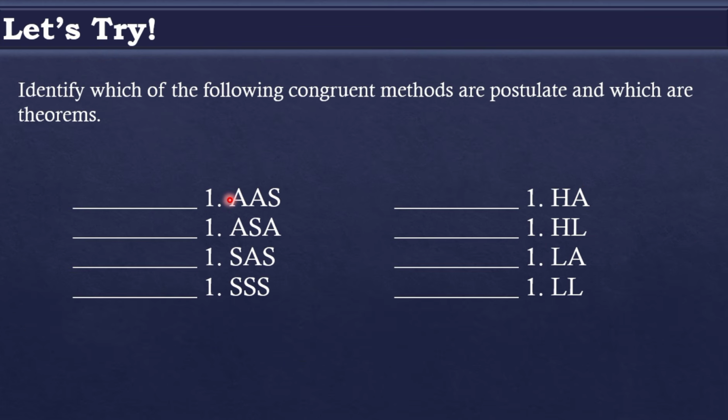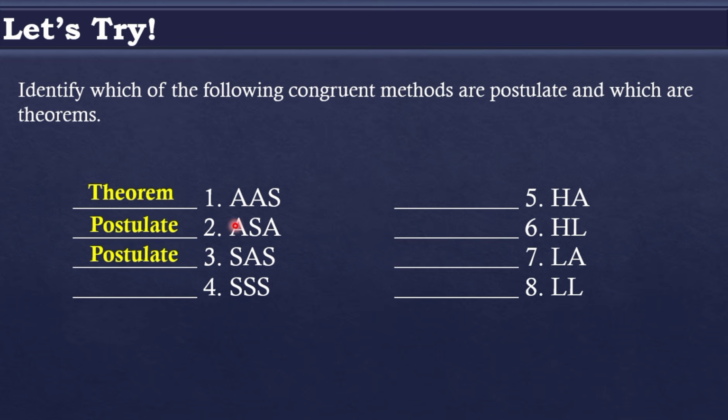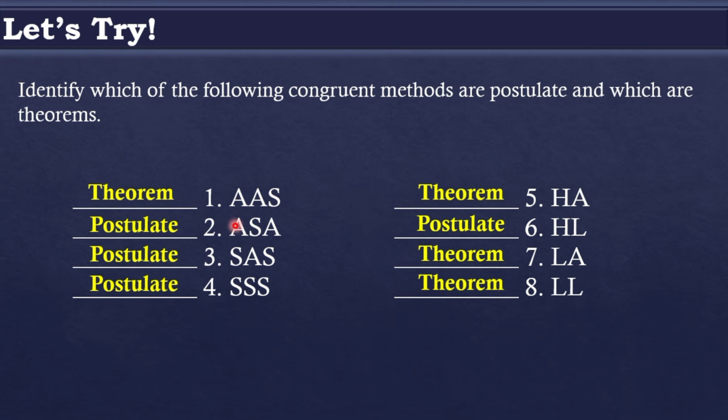Next, identify which of the following congruent methods are postulate and which are theorems. So nabanggit na natin, na-discuss natin sa mga previous tutorial, ano ba ang theorems at ano ba ang postulate. So let's have this one. Number 1 is theorem. Number 2 is postulate. 3 is postulate. Number 4 is postulate. Number 5, we have theorem. HL is a postulate, LA is theorem, and LL is theorem.